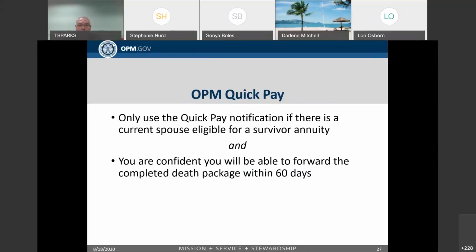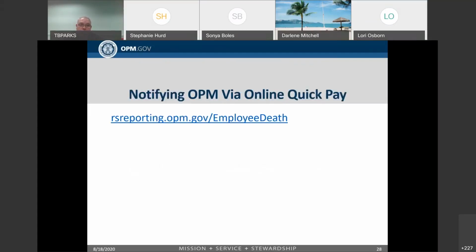One note, only use the quick pay notification if there's a current spouse eligible for a survivor annuity and you're confident that you will be able to forward the completed death package within 60 days. Okay, it's not for all notifications of death. Again, there's the link that you would use.